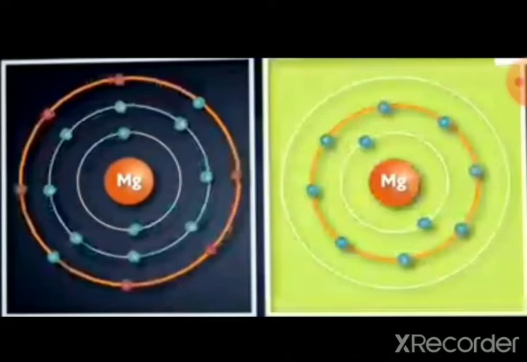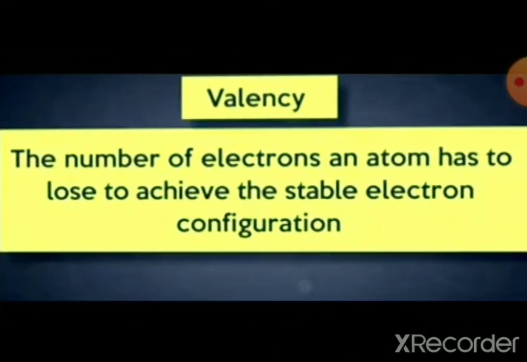So now we understood what valency is. Here we came to the conclusion that the number of electrons an atom has to lose to achieve the stable electron configuration is the definition of valency.